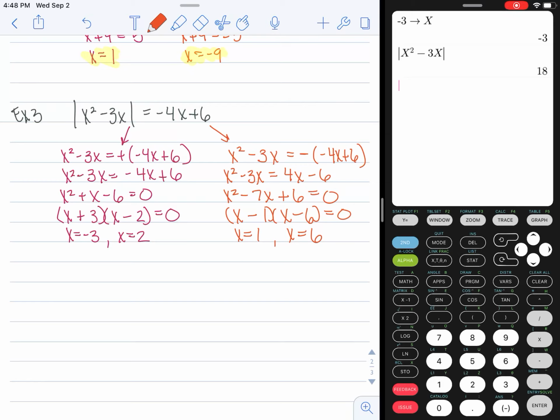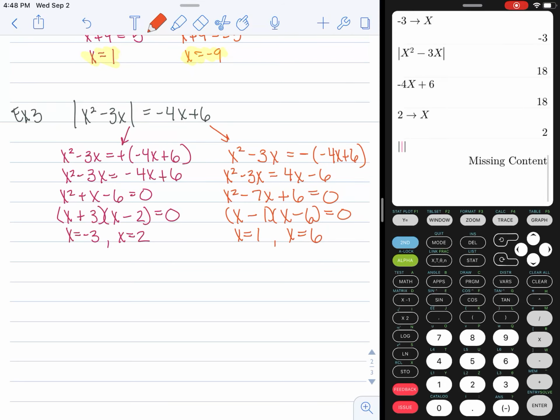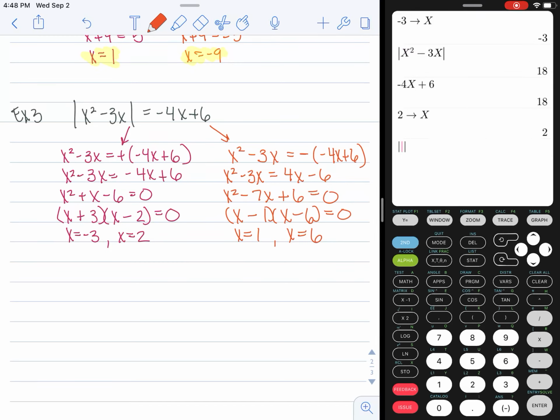Then I'm going to check the right side, so negative 4x plus 6, 18. Okay, so negative 3 passed. So now I'm going to stow the value of 2 for x, copy the same thing and check. Let's plug in absolute value of x squared minus 3x, value is 2. Let's check the right side, negative 4x plus 6, ooh, negative 2. So this guy actually fails, so we cross them out.